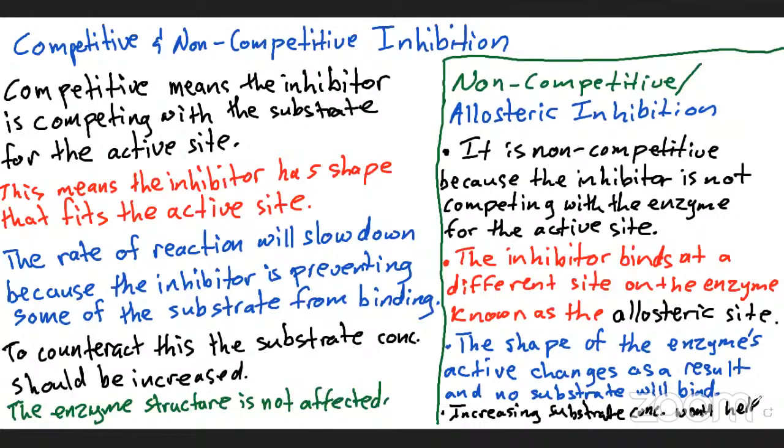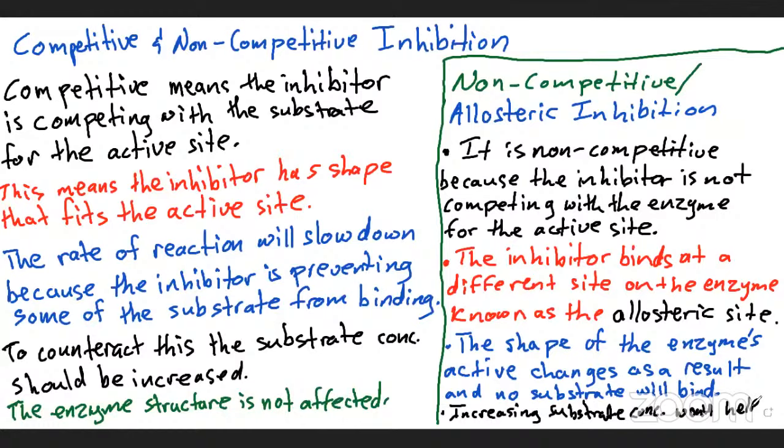All right, so in competitive and non-competitive inhibition, as the name suggests, one inhibitor is competing with the substrate for the active site. That means it has the same shape as the substrate, complementary to the active site. So they are competing for the active site. That is why it is competitive. Because both of them are competing, if you increase the amount of substrate, then there's a greater chance that it is the substrate that will bind, not the inhibitor. So increasing the substrate concentration will help. And also, the enzyme structure is not affected.